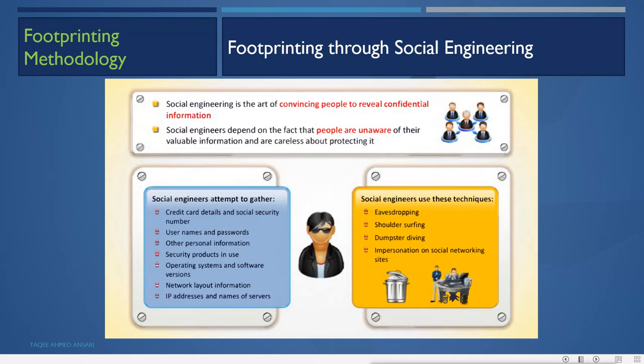Now, footprinting through social engineering. Social engineering is the art of convincing people to reveal confidential information. Social engineers depend on the fact that people are unaware of their valuable information and are careless about protecting it. Mostly people are careless. They don't know what critical information they have, and they carelessly tell this information to others.